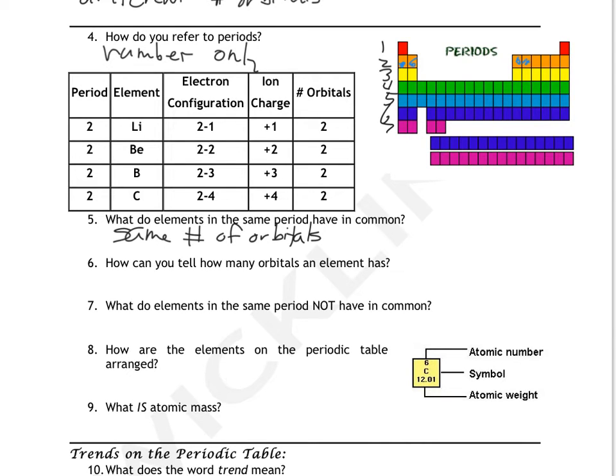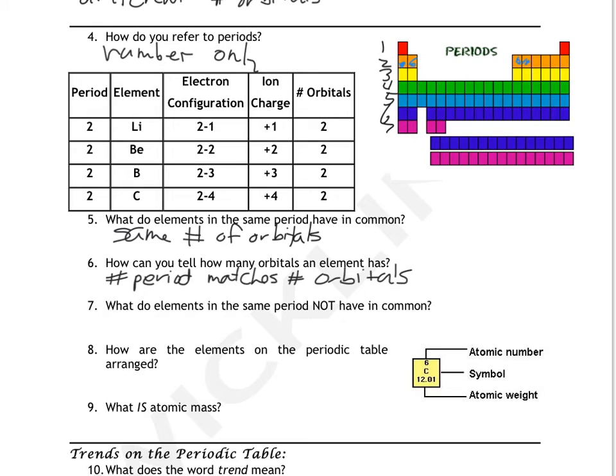How can you tell how many orbitals an element has? I'm not sure if you noticed this just now, but these elements were all in period 2, meaning they were all right here in this second row. So all those elements were in period 2, and they all had 2 orbitals. So the number of the period should match the number of orbitals. So what do elements in the same period not have in common?